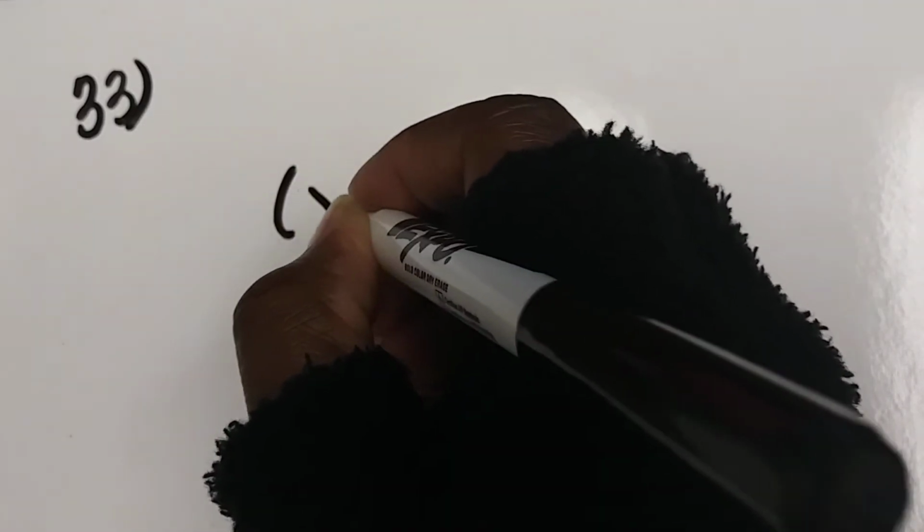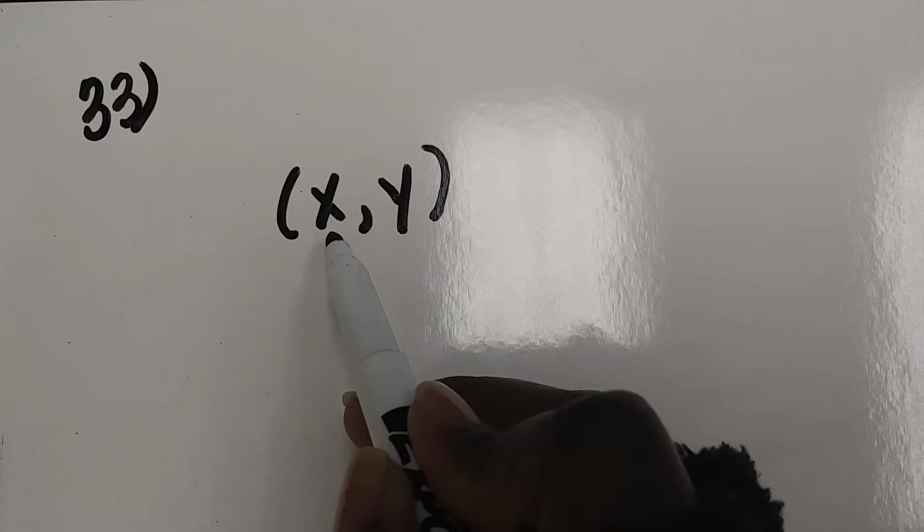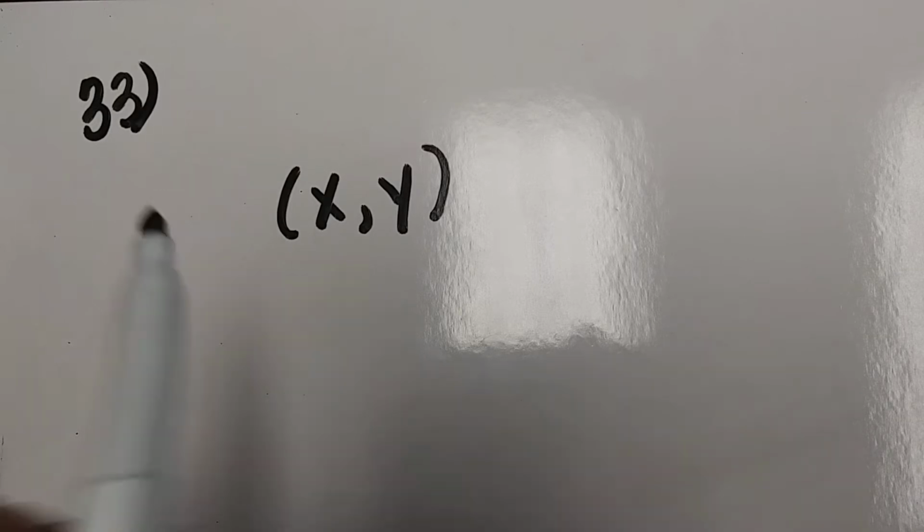Turn to page 376 and let's look at number 33. Number 33 says find the domain. Domain involves the x values. So when you think about an ordered pair, domain involves the x values. So when I say domain, I want to know what's going on with those x's.